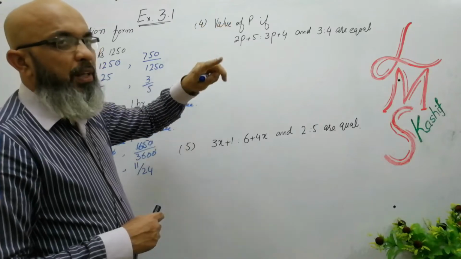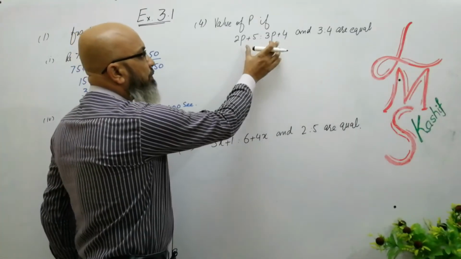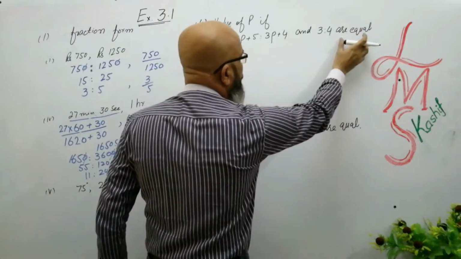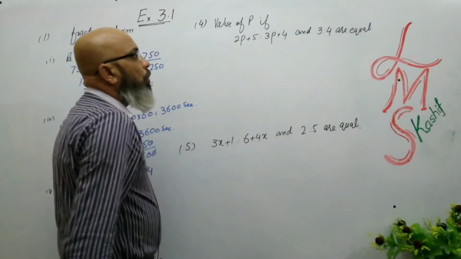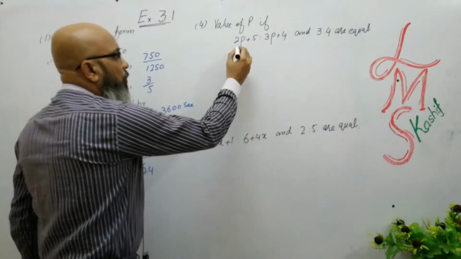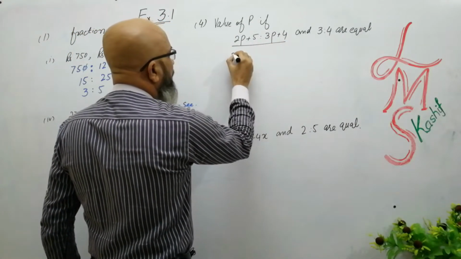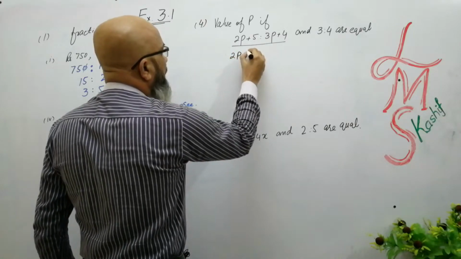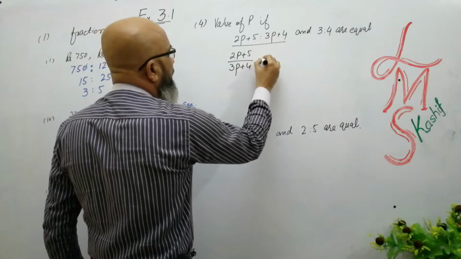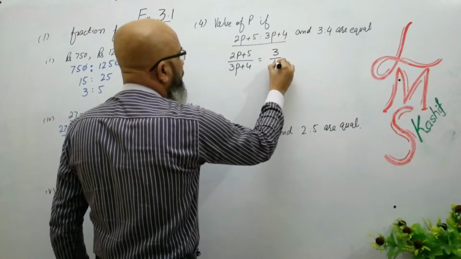Find the value of p. Now what is the condition? If these two ratios are equal. So we will write this first in fraction form. What is the fraction form of this one? 2p plus 5 over 3p plus 4 is equal to 3 over 4.